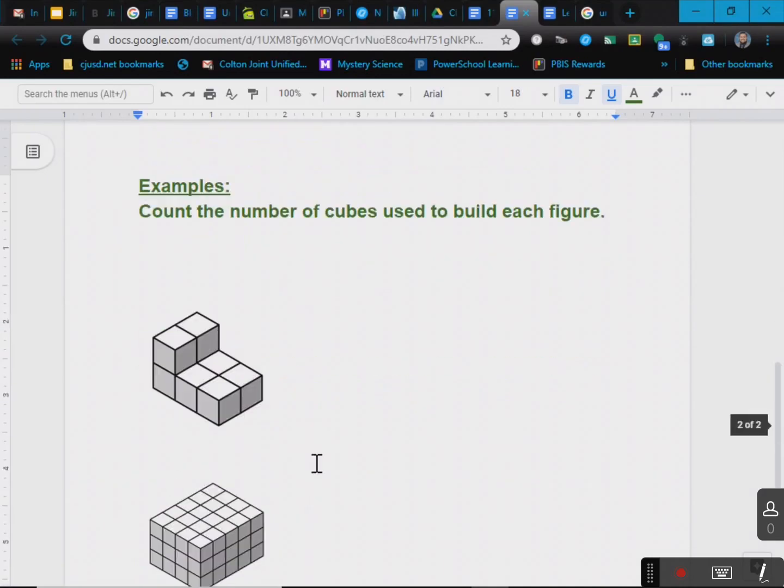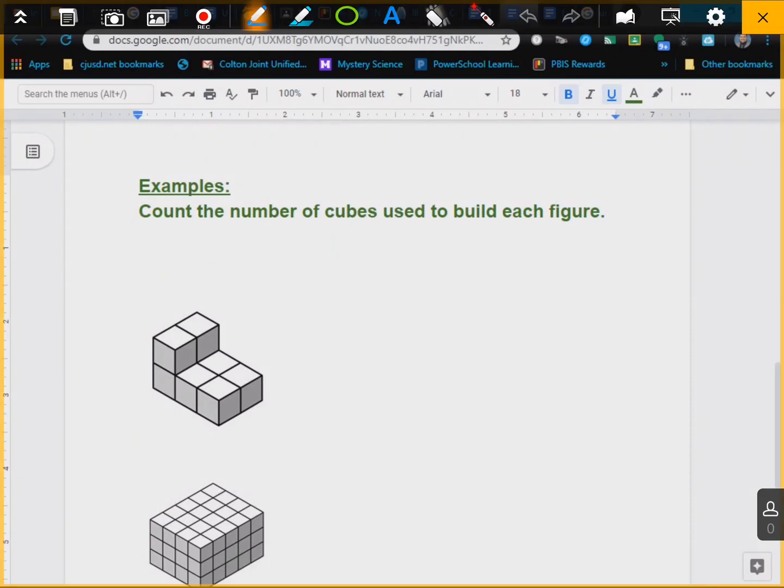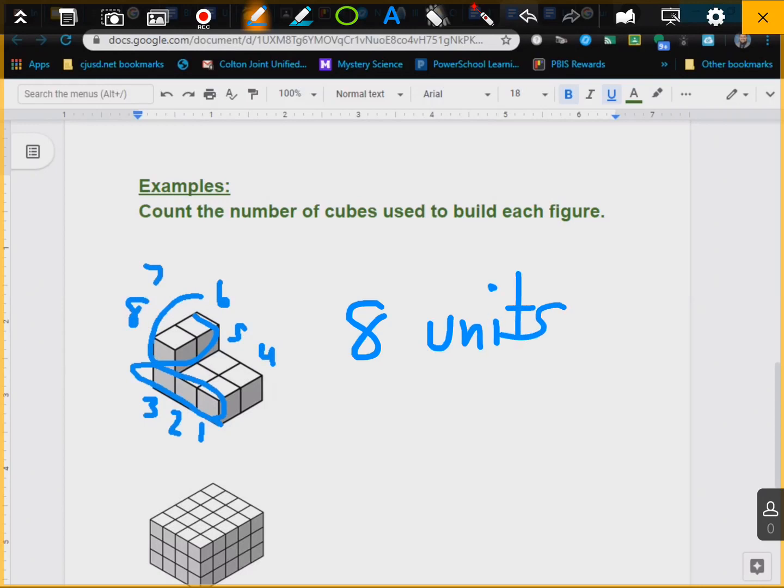Example number 1. Count the number of cubes used to build each figure. For number 1, all we need to simply do is count. I see that there's 1, 2, 3. There's 3 right here. And I know that means there's 3 in the back. So there's 4, 5, 6 in the back. And then we have 2 more on top, which means there's 7, 8. So there are 8 units for this example.